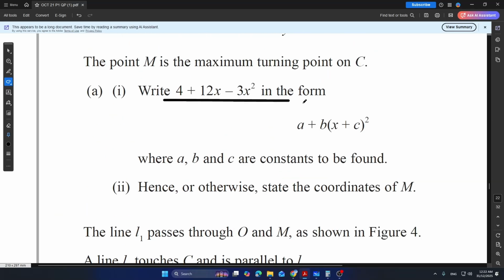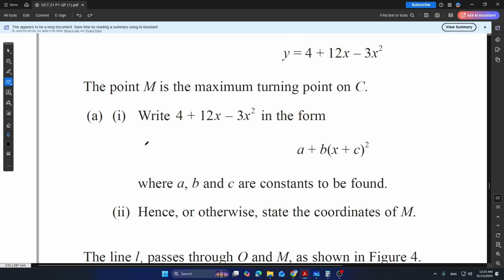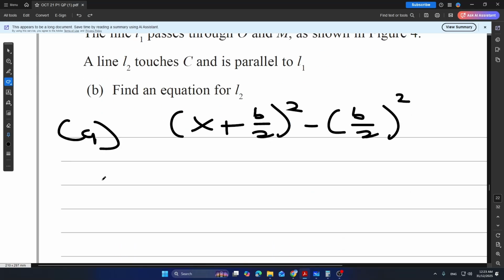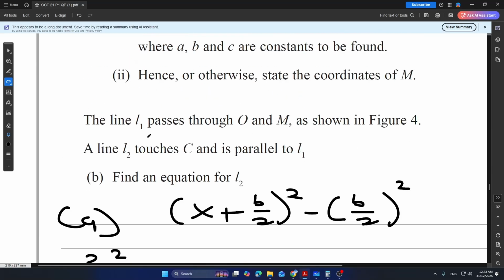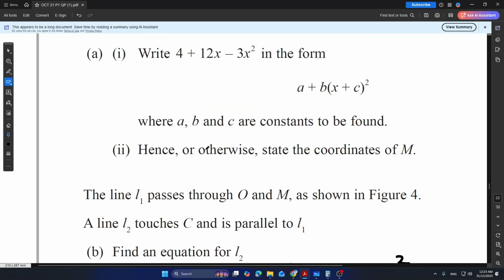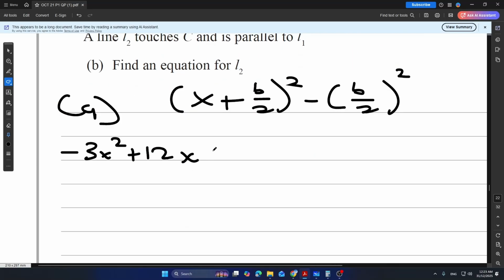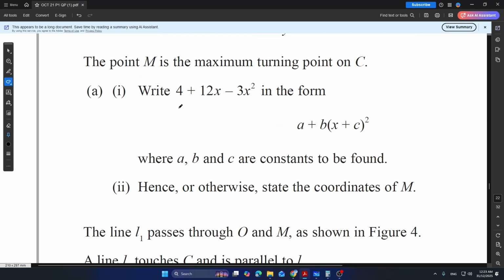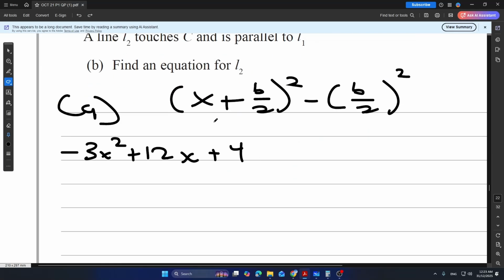Okay, so we look at this and we have to write it in this format. We rearrange this so that it's in the form ax squared plus bx plus c, so the x squared is in the front. So I just write minus 3x squared plus 12x plus 4. It's the same equation, except I bring this and put it here, and I bring this and put it here. Nothing changed.